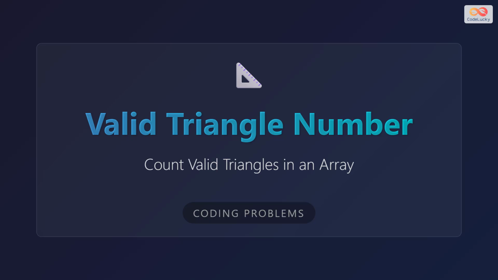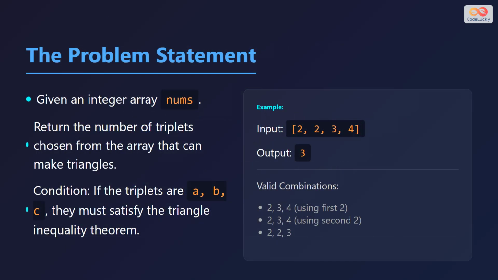Today we are tackling an interesting algorithmic challenge, finding the number of valid triangles that can be formed from an array of integers. This is often known as the valid triangle number problem. Let's start by defining the problem. We are given an integer array called nums. Our goal is to count how many triplets from this array can form a valid triangle.